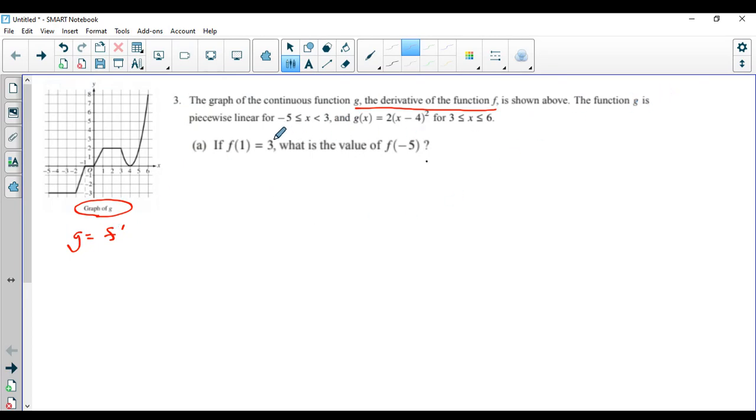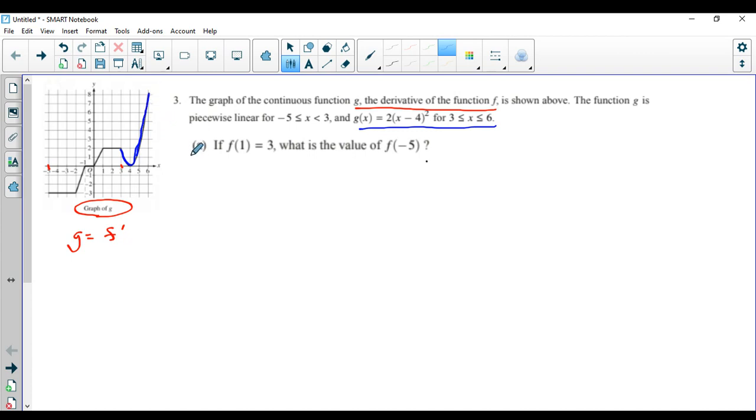So the function g is piecewise linear. From -5 to 3, we just have line segments. You can kind of see those right here. But after that, g is going to be equal to this parabola from 3 to 6. So if you see from 3 to 6, we have this nice little parabola right here.